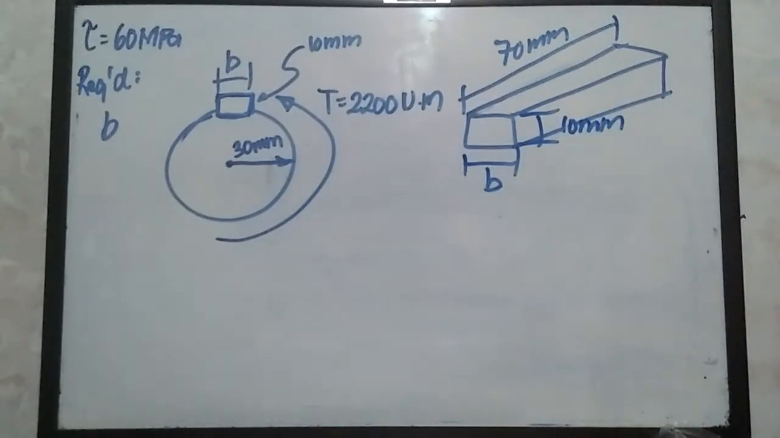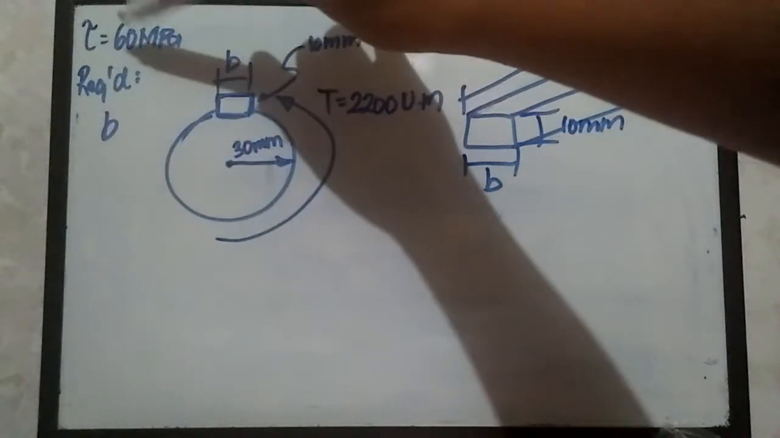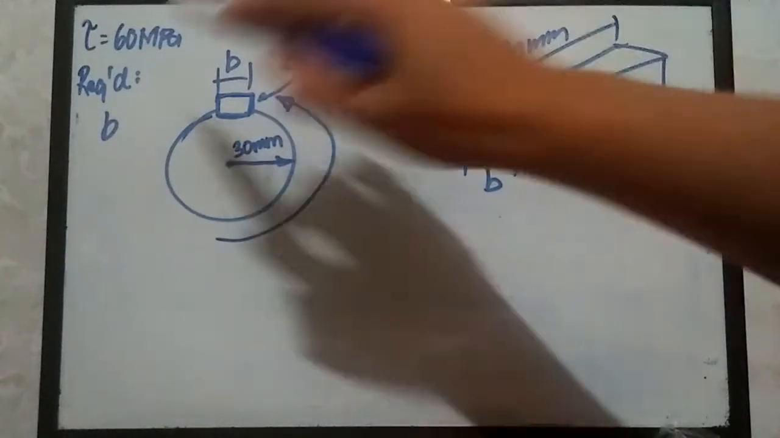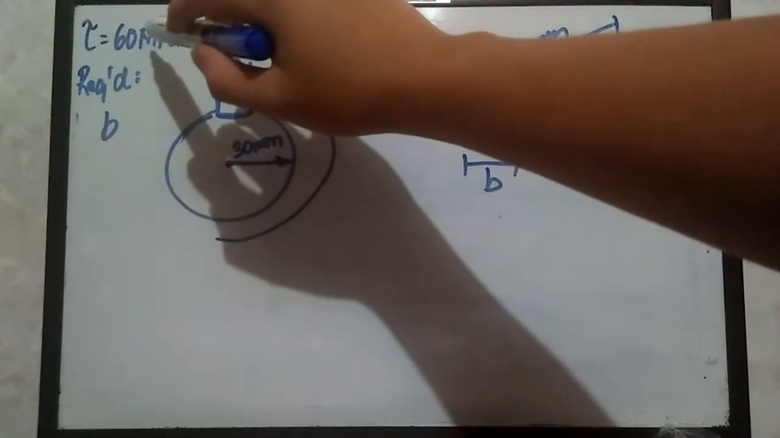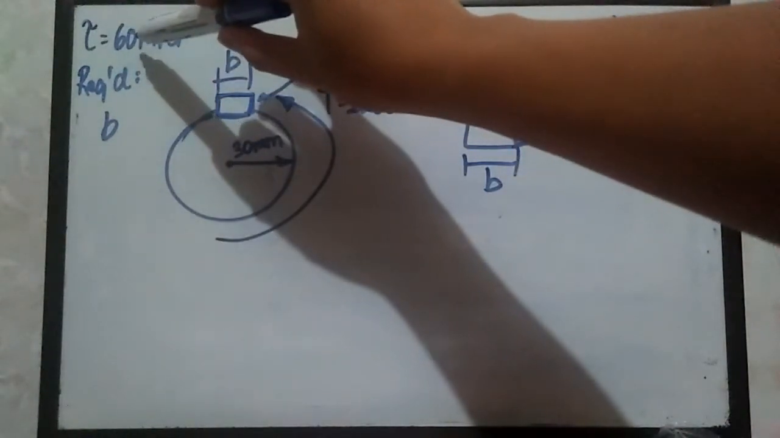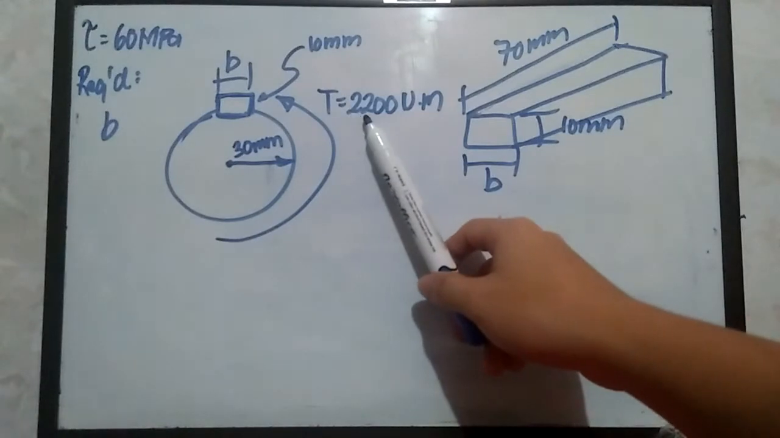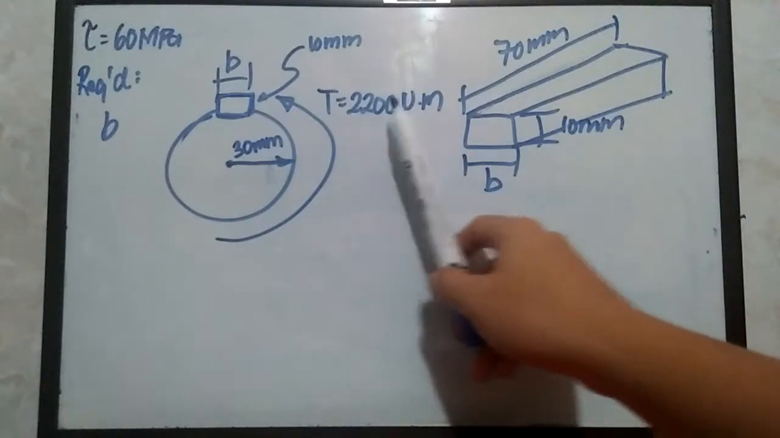If we are given an allowable shear stress equivalent to 60 megapascals, it means that we are concerned with shear forces, right? Because this is the only parameter that was given to us in terms of forces. And don't forget, we have this torque of 2200 Newton meter.